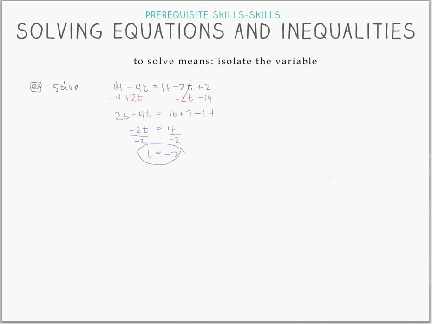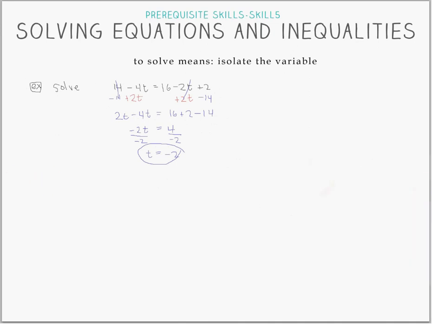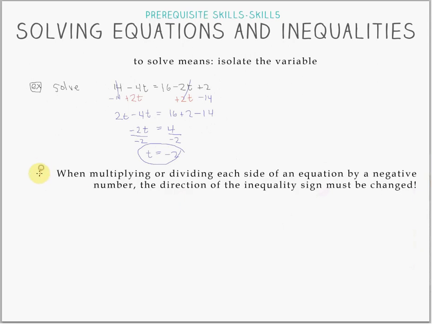Okay, so just the same thing with inequalities. Inequalities just have one big rule. You have to change the sign of your inequality if you multiply or divide by a negative number. This is my little important sign. I just like to do a little triangle to mark this on the notes, or sometimes we'll do a star. Anyway, when multiplying or dividing each side of an inequality by a negative number, the direction of the inequality sign must be changed. That is not if you add or subtract a negative number. That is only if you multiply or divide.